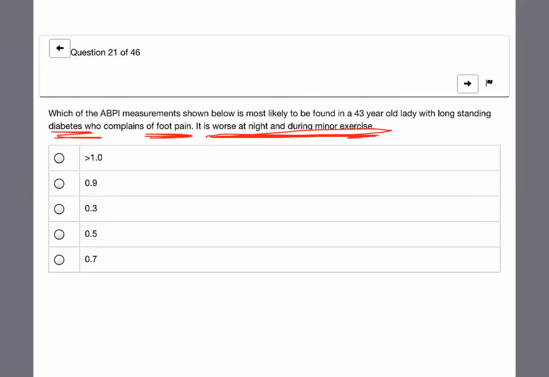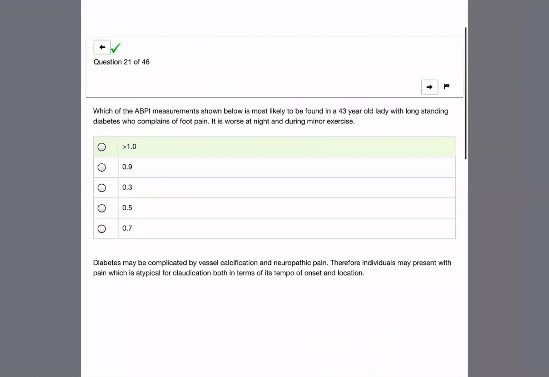It's A. Long-standing diabetes causes calcification of the blood vessels, which makes no resistance. Exactly. This question will come like this, and I have read some recalls today. The question is like this: diabetic lady, foot pain, worse at night, plus some new words, but he will give you the keyword. So it's more than 1.